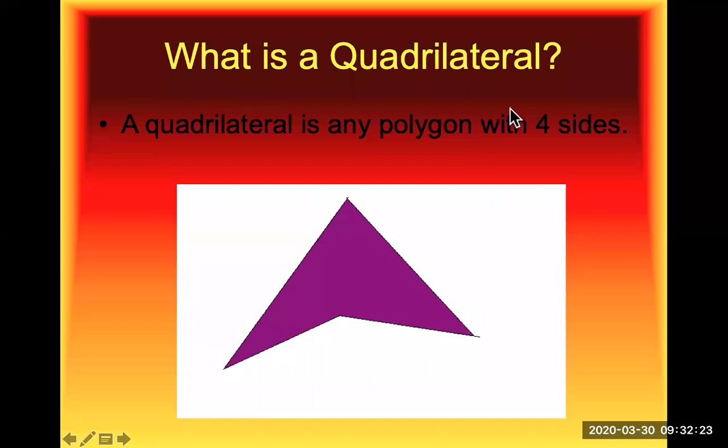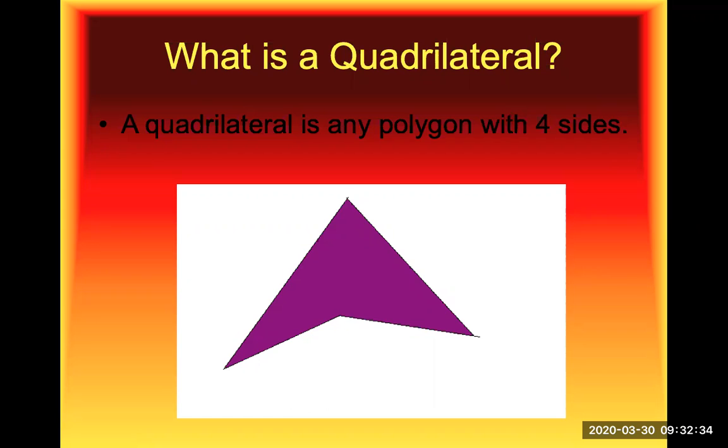Hello, fourth grade. The question today is, who wouldn't want to be a quadrilateral? What is a quadrilateral anyway? A quadrilateral is a polygon with four sides. So let's just do a quick review on what a polygon is.